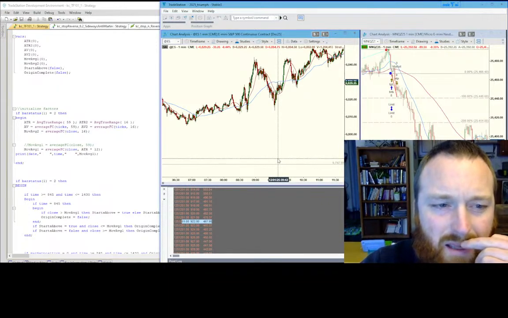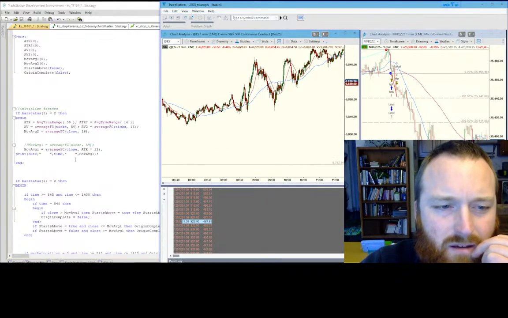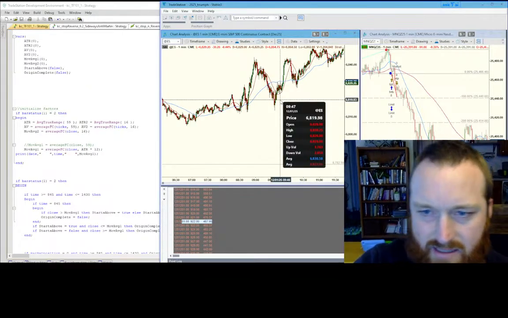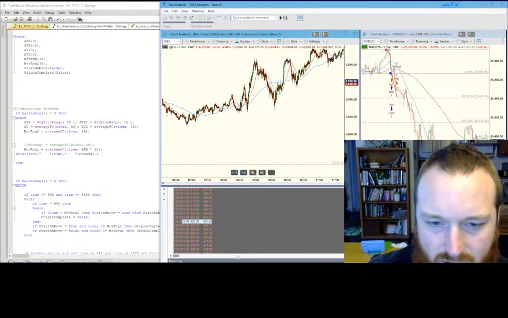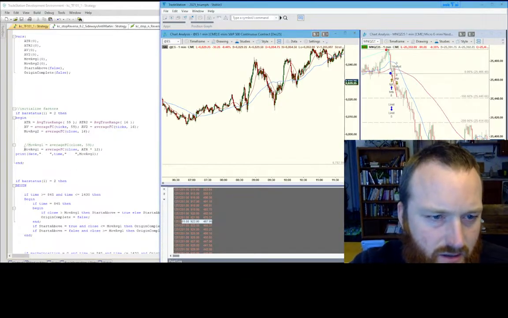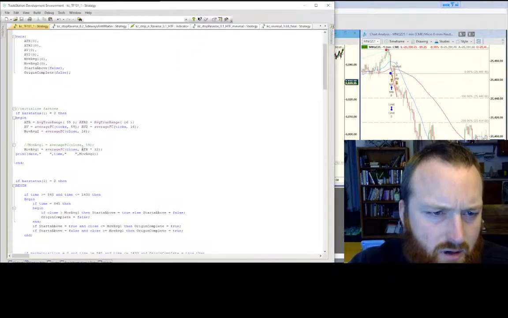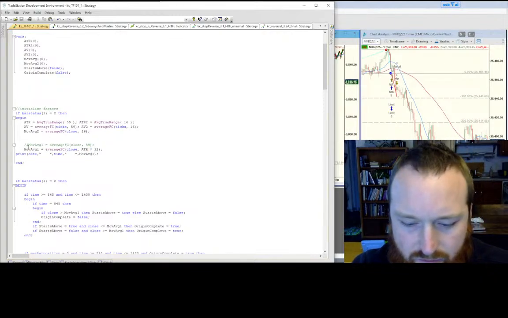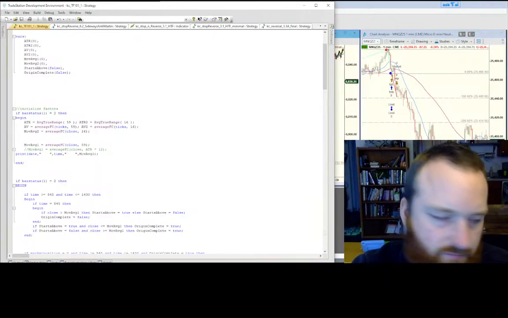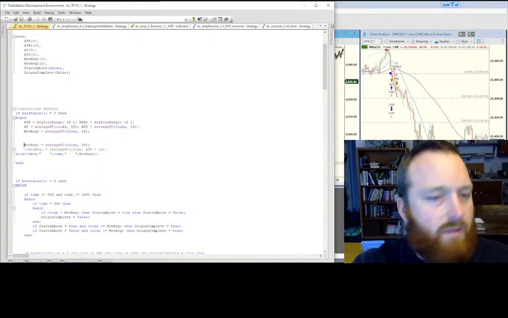$467? That doesn't make any sense. Price is at 6,800. How is price there? So obviously no trades taken if that's the case. I don't get what the deal is. Let's change it back once and see what happens.